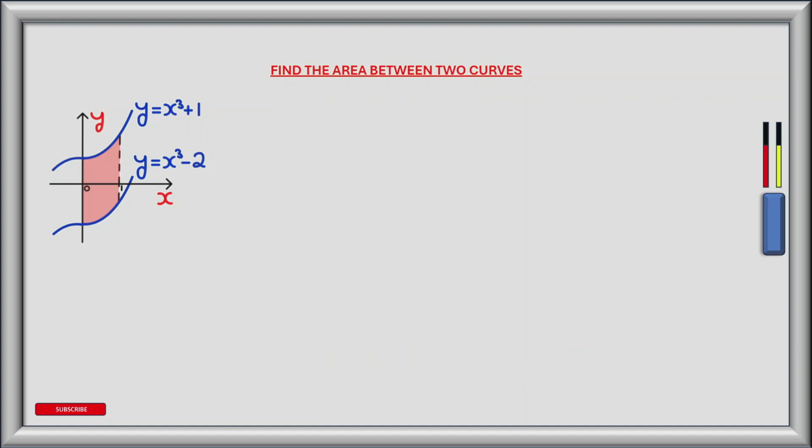We have the curve above the x-axis as y equals x cubed plus 1, and the curve below the x-axis we have as y equals x cubed minus 2. And for this example, we're going to find the area between the interval x equals 0 and x equals 1. Let's now look at each of the curves between the limits of x equals 0 and x equals 1.